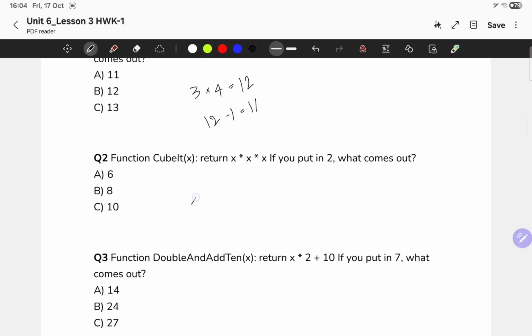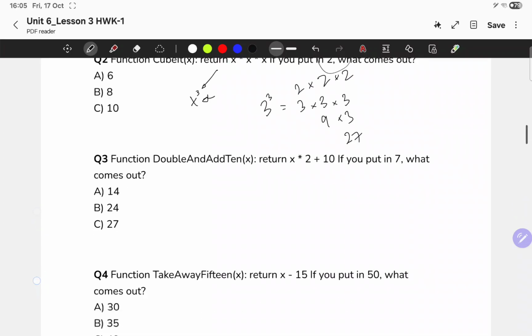This one is cube. So, for example, this would be a cube number. X could be any number, and then this is the cube symbol. So 2 to the power, well, let's not do 2, because 2 is right here. But 3 to the power of 3, or 3 cubed, is going to be 3 times 3 times 3, which is going to be 9 times 3, which is going to be 27. Now, you can do the same thing, 2 times 2 times 2, and that's how you get the answer.